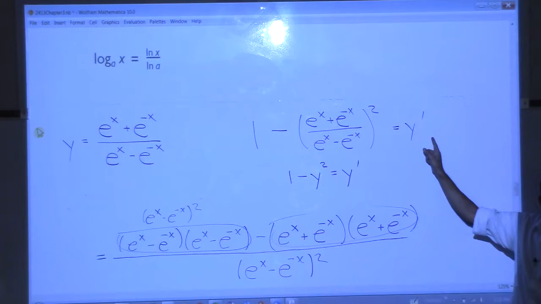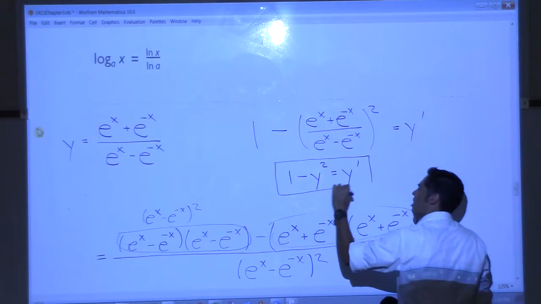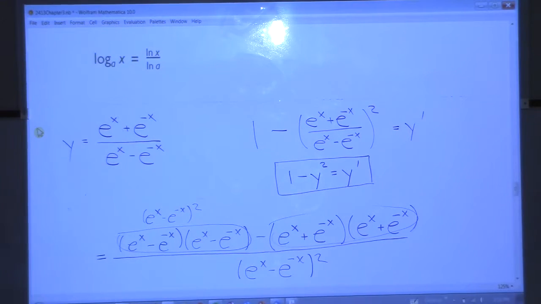Prime. That's what this is saying? Okay. This right here, anyone know what that's called? No? It's called a differential equation.